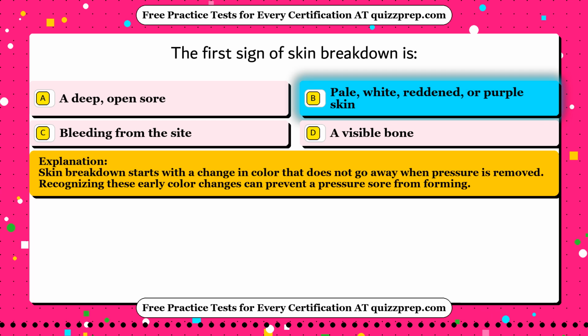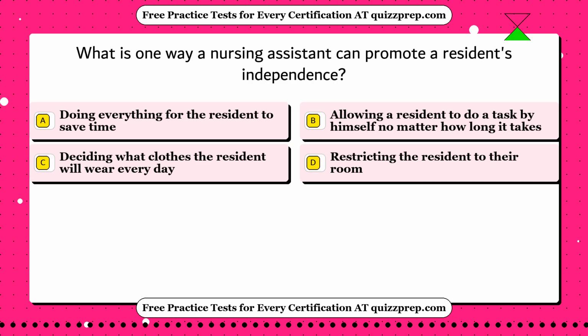Skin breakdown starts with a change in color that does not go away when pressure is removed. Recognizing these early color changes can prevent a pressure sore from forming. Question 94. What is one way a nursing assistant can promote a resident's independence? Option A, doing everything for the resident to save time.